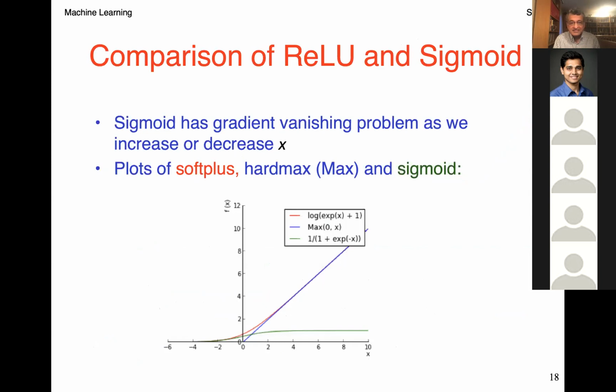Comparison of ReLU and sigmoid. Sigmoid has a gradient vanishing problem as we increase or decrease. Yeah, sigmoid has a problem. Look at the sigmoid, this green thing here. There is no gradient in these values. If the input you give is any of these values, it says 1, 1, 1, 1, 1. There's no change. No gradient, equal to 0.